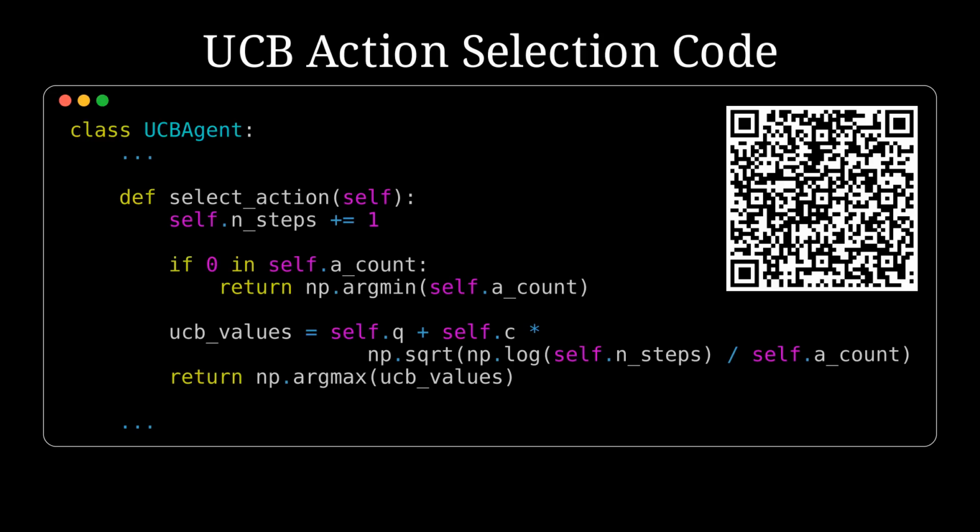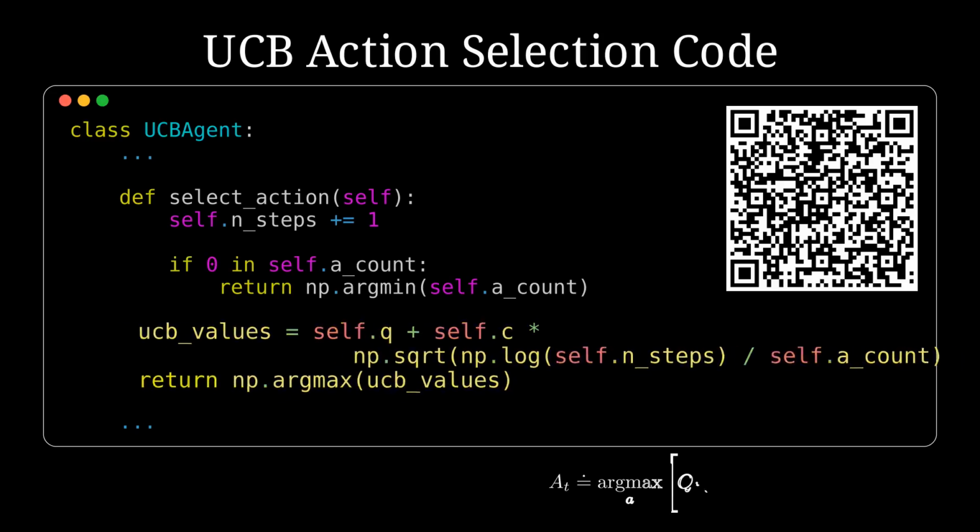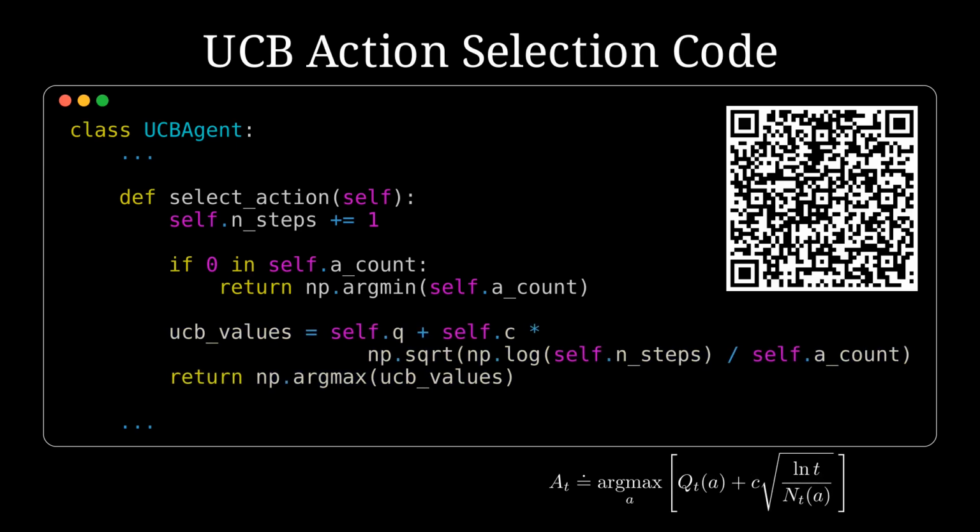The first step ensures that actions that have not yet been selected are prioritized. If there's an action with a count of 0, that action will be selected, guaranteeing that every action is tried at least once before applying the UCB formula. Once all actions have been tried, the agent calculates the UCB values for each action, and the action with the highest value is selected, balancing exploration and exploitation dynamically.